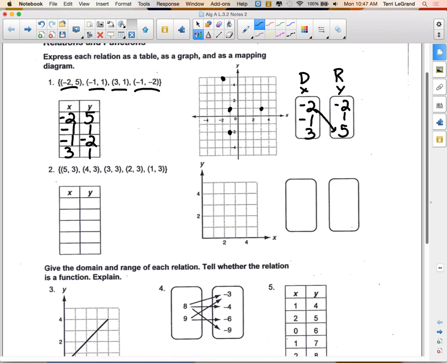How about the -1? The 1 and the -2. So it's going to have 2 arrows coming off of it. We're going to go to the 1 and the -2. And then how about our 3? It goes just to 1. So now we'll have an arrow coming off of that one going to 1.